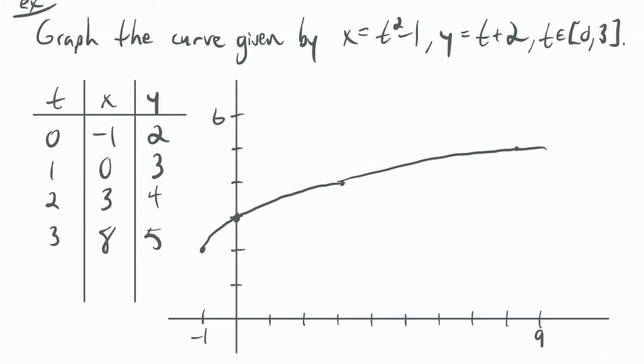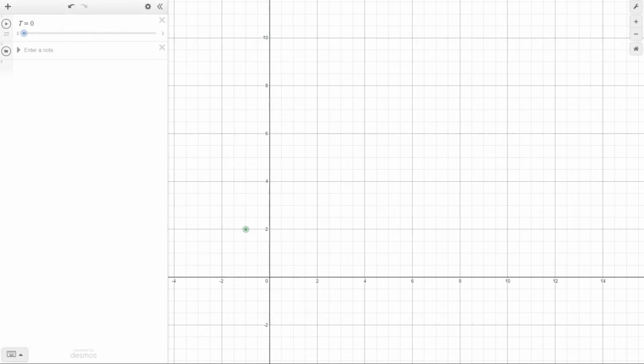Oh, and also I should not go past 8 because we have a closed interval. It stops here. So that is the graph of those parametric equations, and it's a little janky there. Let's not worry about that. Okay, let's go look at the Desmos first.